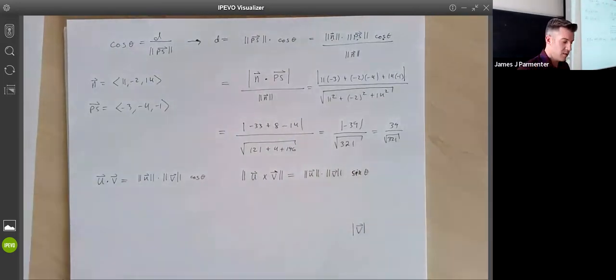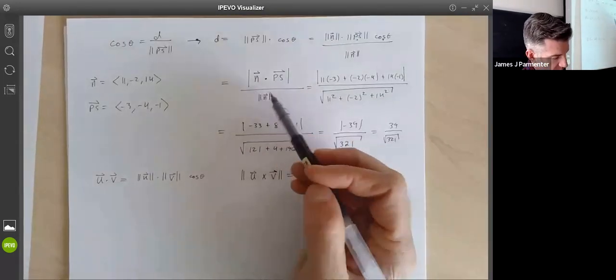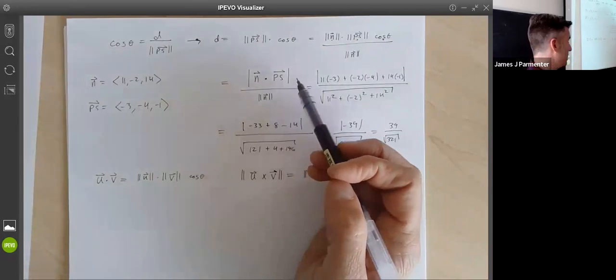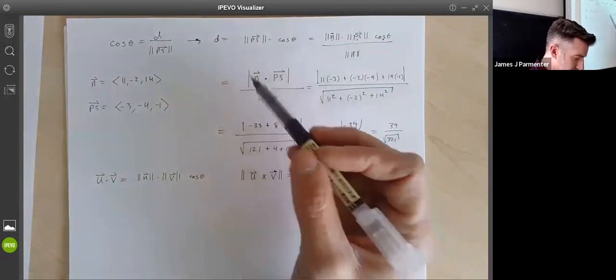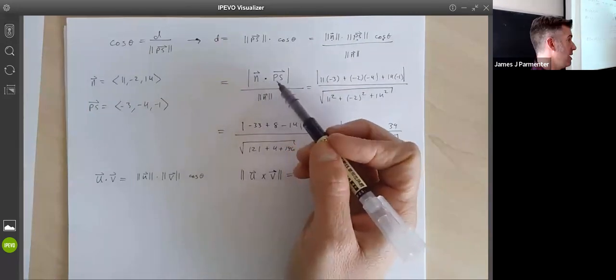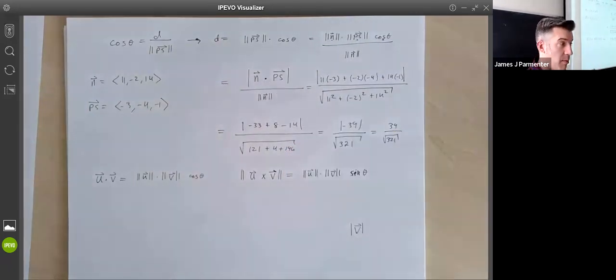That's actually a really good question. How do I know that this has to be the absolute value without knowing it just is? Well, what kind of thing is n dot ps? Is it a vector or is it a number? When you take the dot product of two vectors, what do you get? Do you get a vector back? No, you get a scalar back.